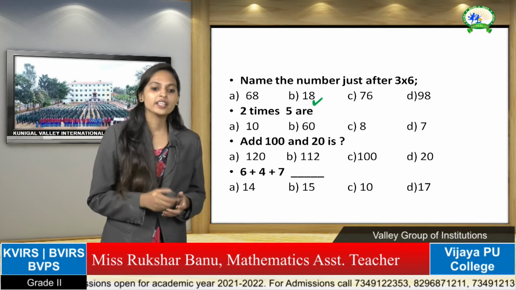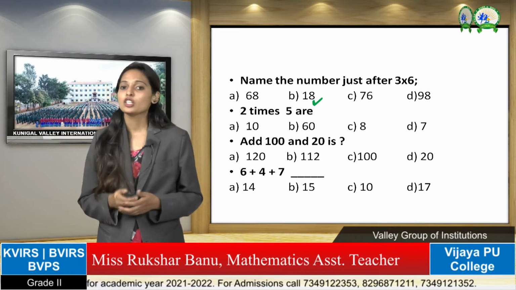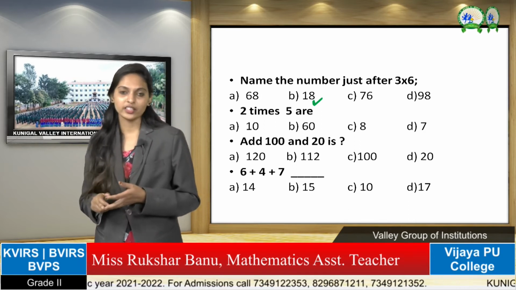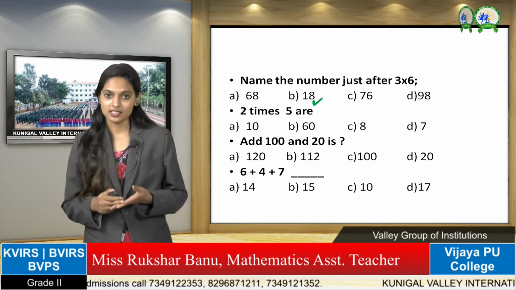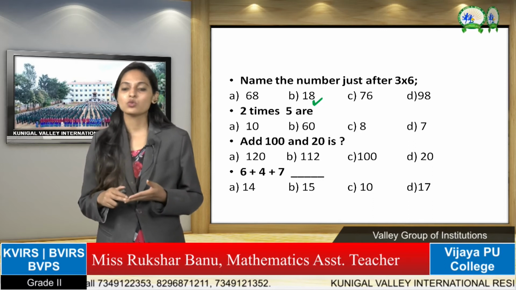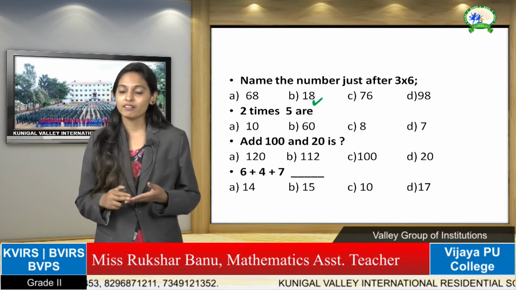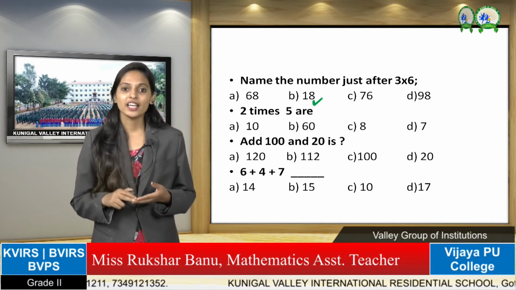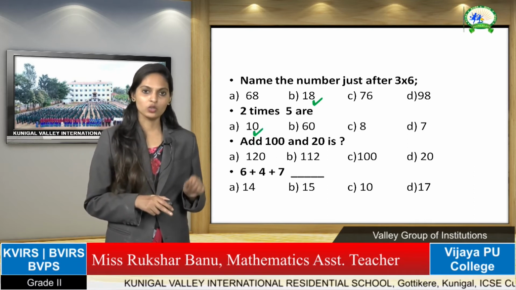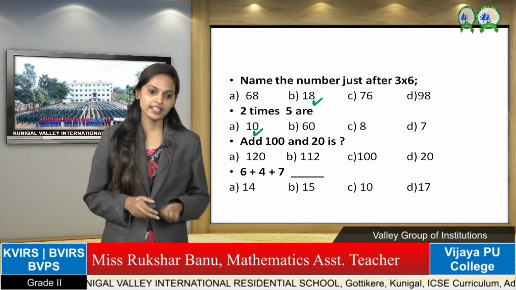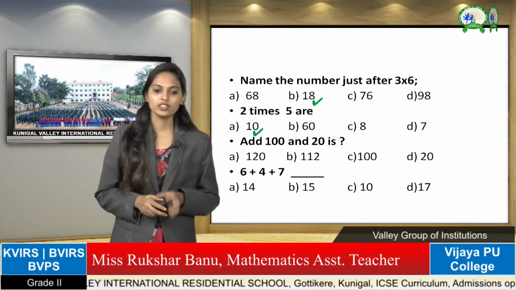Next one is 2 times 5, or means 2 5s are. Okay, so if you know the tables, we can find the multiplication answers. 2 times 5 means what? 2 times 5 or 2 5s are what, children? Yes, 10. 2 times 5 will count, that means we'll get the answer 10. So 10 is the correct answer. So 10 you have to write.